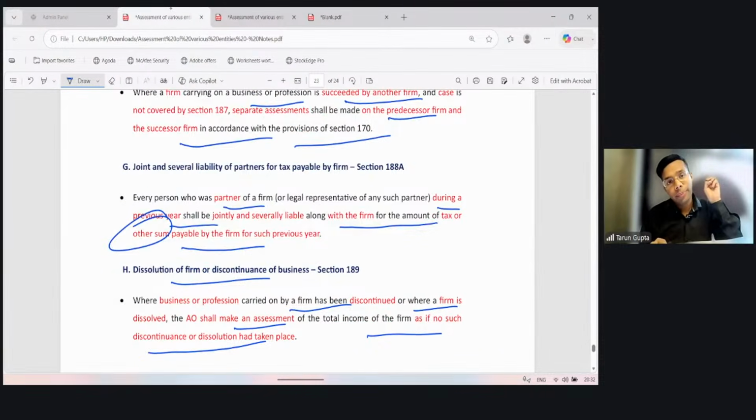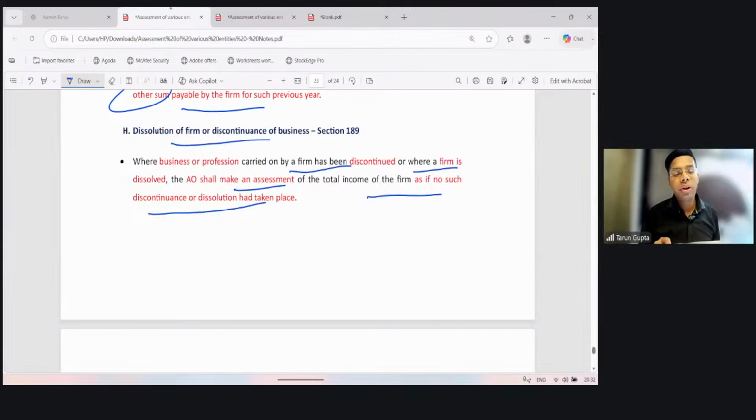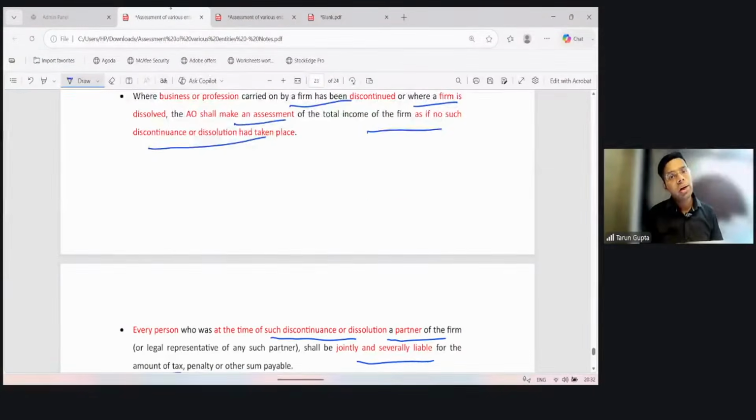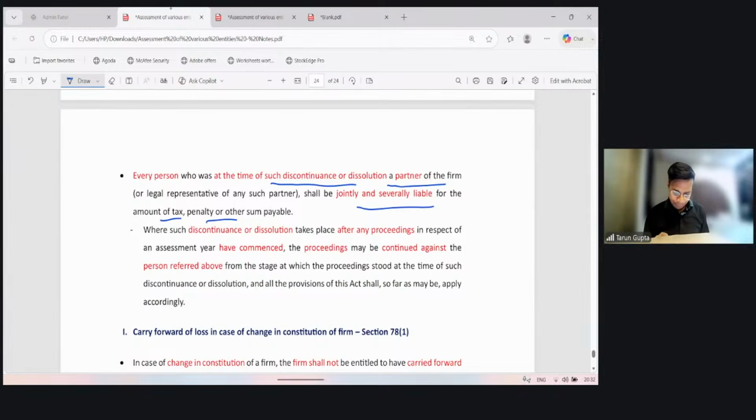Now, liability of a partner. Any person who was a partner during the previous year for which there is a liability on the firm shall be jointly and severally liable for such liability along with other partners and the firm. In case there is a discontinuance of the business or profession or dissolution of the firm, then every person who was a partner on such date of dissolution or discontinuance shall be jointly and severally liable for the liability of the firm. Okay.